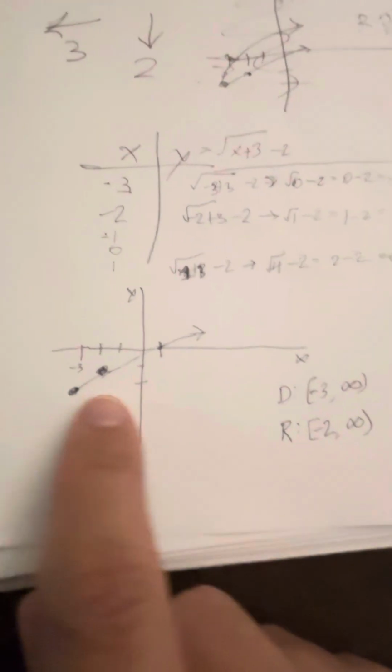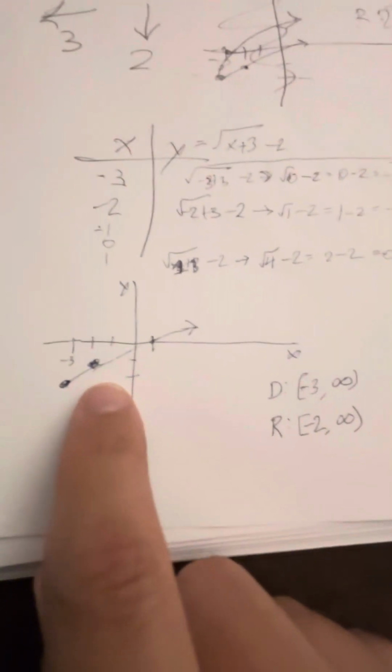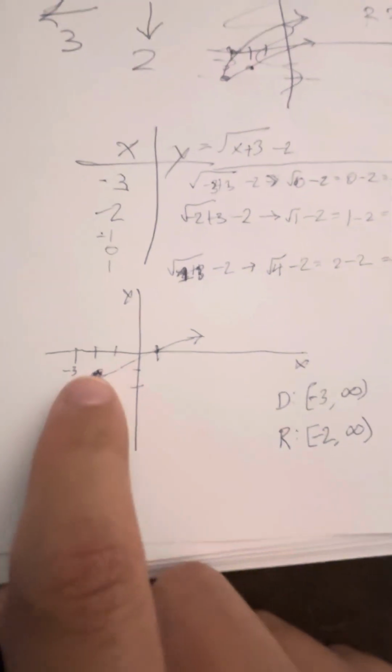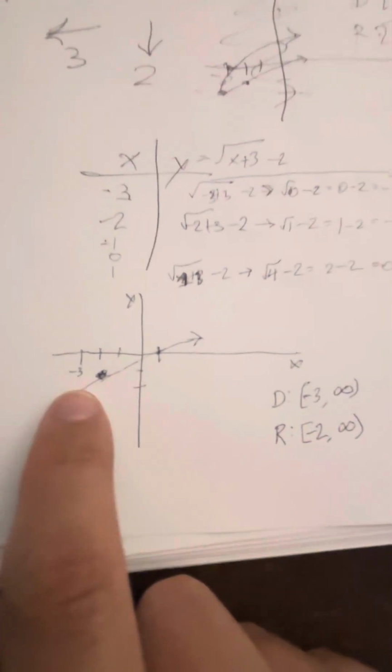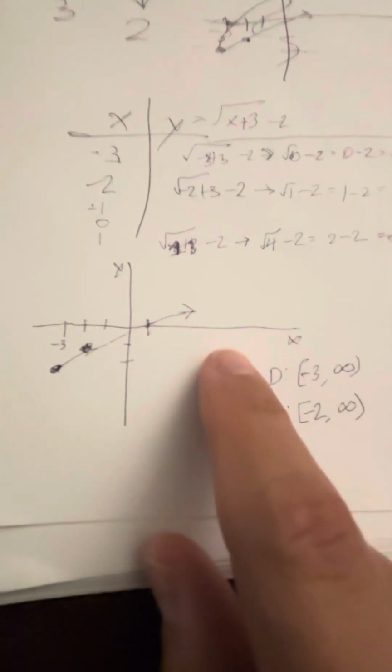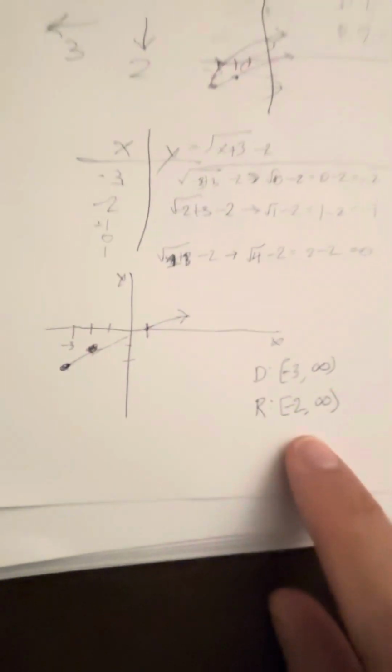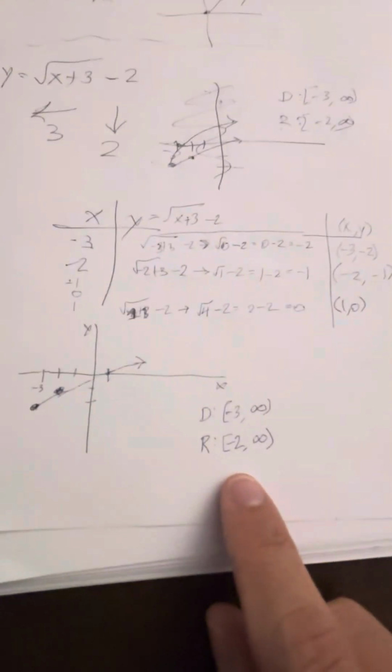If you're talking about your range, this is your smallest y. You don't have any y's below negative 2. So this is going to start at negative 2 and then go up to infinity. Remember, arrows go to infinity. Okay, so negative 2, comma, infinity. There's your domain and your range, okay?